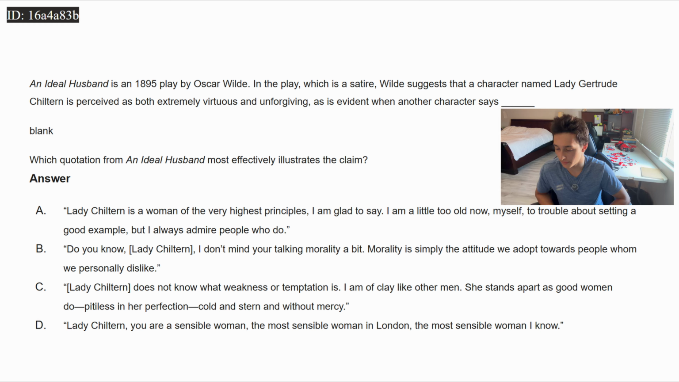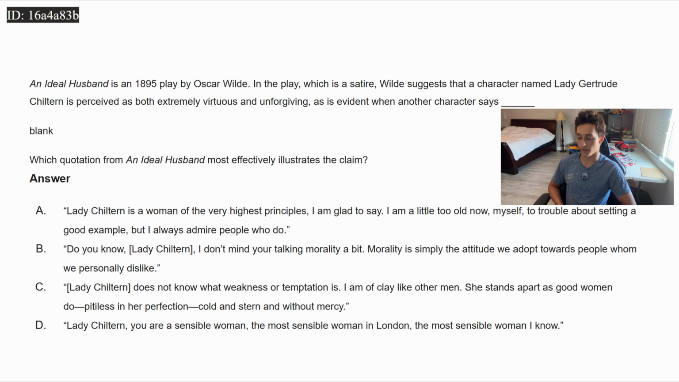Which quotation most effectively illustrates the claim? All right, this is actually a shorter command of evidence text question, but it is a hard difficulty, so let's focus up. An Ideal Husband is an 1895 play by Oscar Wilde. In the play, which is a satire, Wilde suggests that a character named Lady Gertrude Chiltern is perceived as both extremely virtuous and unforgiving, as is evident when another character says blank.